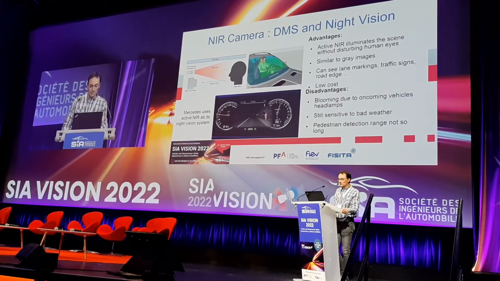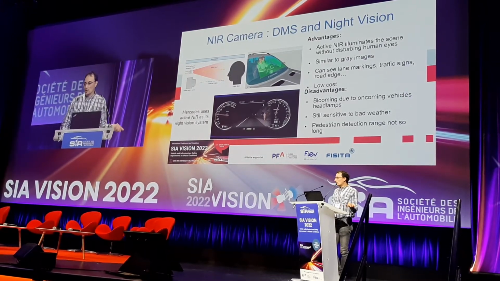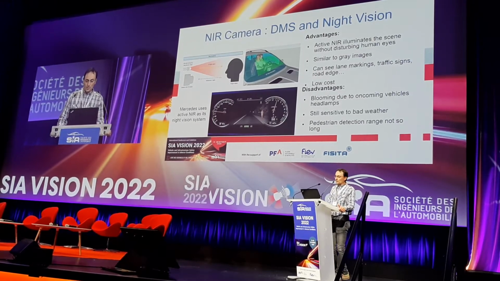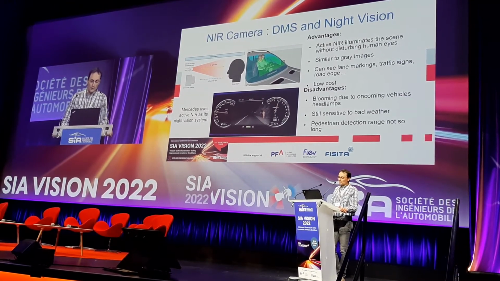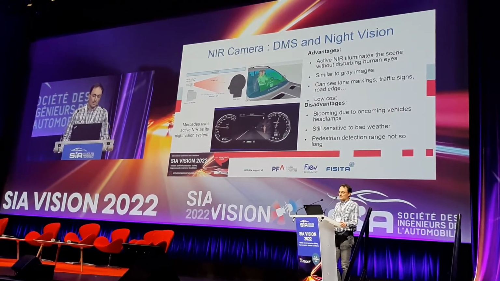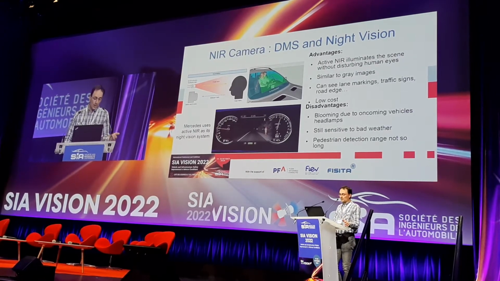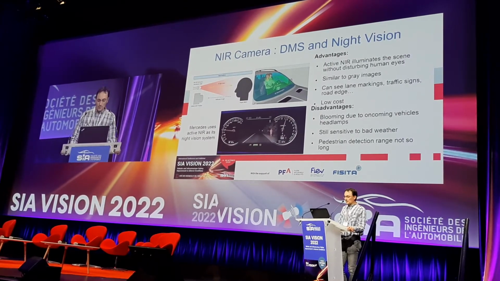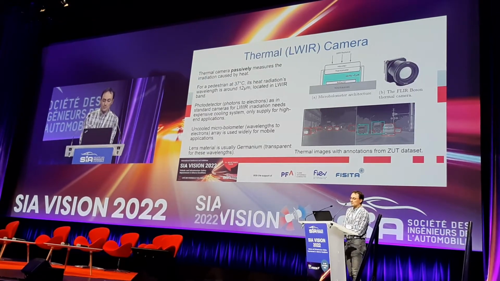You have an illustration here. It will give you a grayscale image that you will process in a similar way to a color image. You can still see the lane markings, the traffic signs on the road, and it is cheap as well as the RGB camera. However, it does not have many advantages for blooming and bad weather. So we will see other sensors with other characteristics. Here I present the thermal camera.